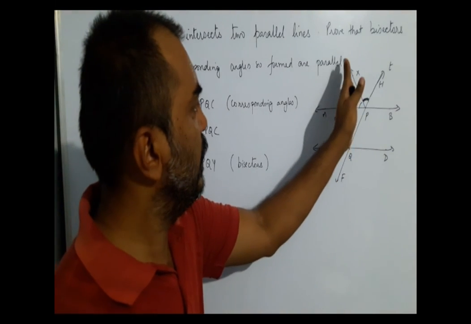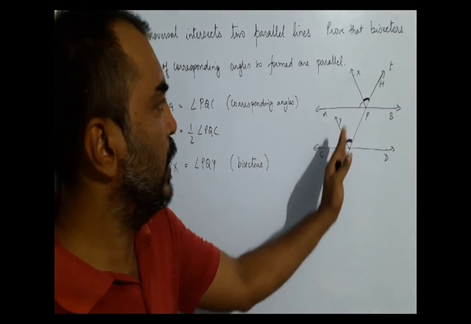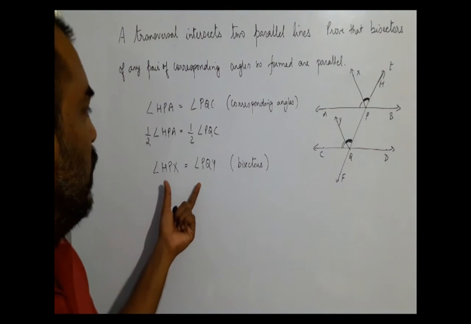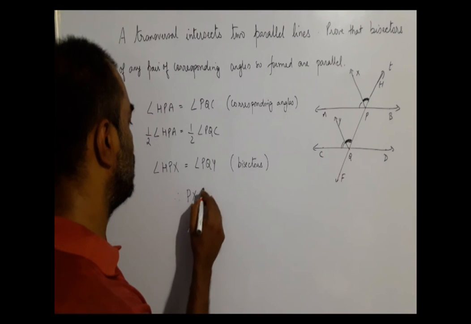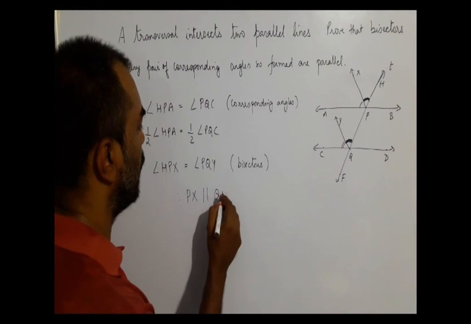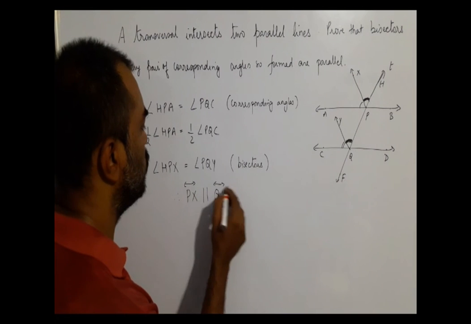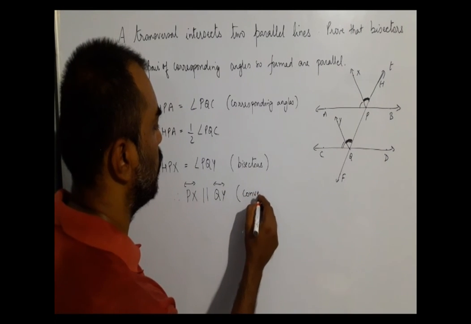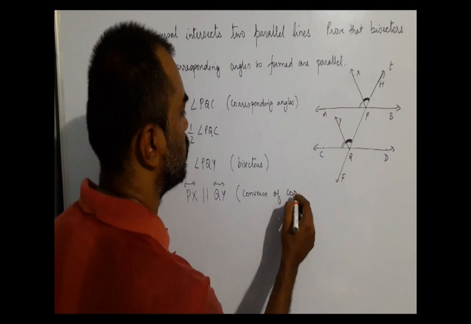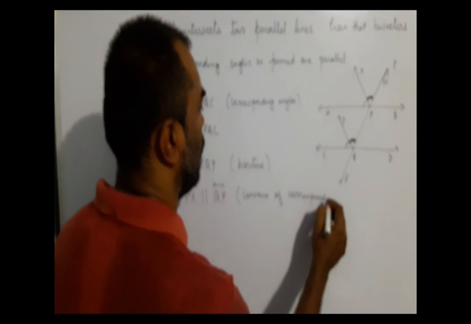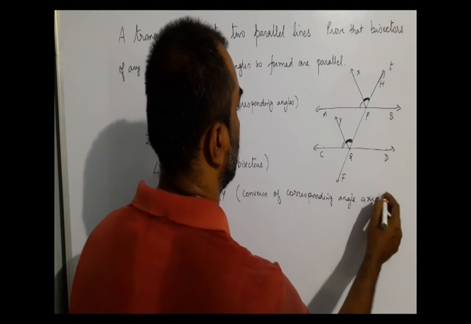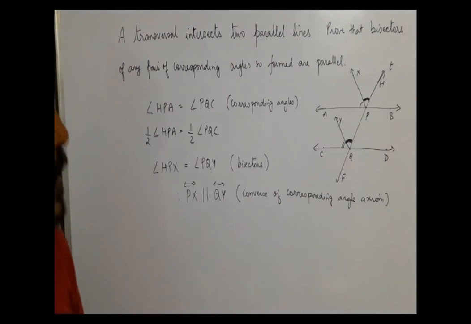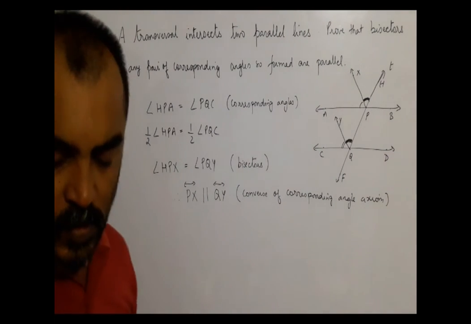But if you see, if you take the lines PX and QY and T as the transversal, then the corresponding angles are equal. Therefore, PX is parallel to QY. And what will you use? The converse of the corresponding angle axiom. So what is the converse of the axiom? Do you remember? If the corresponding angles are equal, then the lines are parallel. So this is the converse of the theorem. So we have proved that sum.